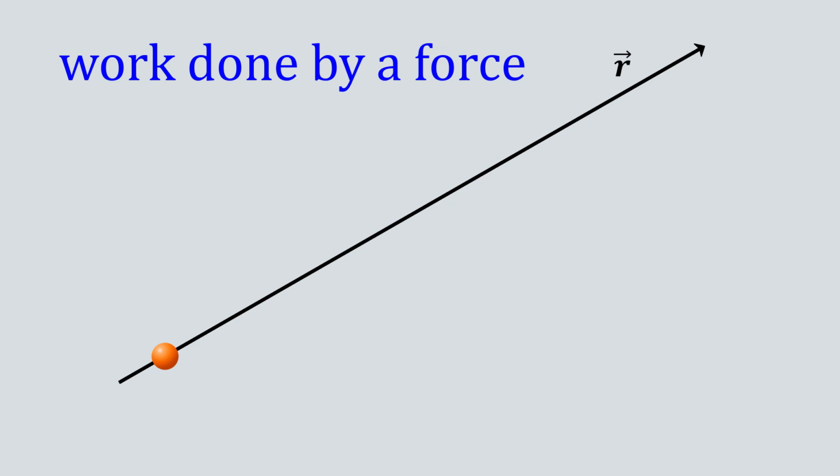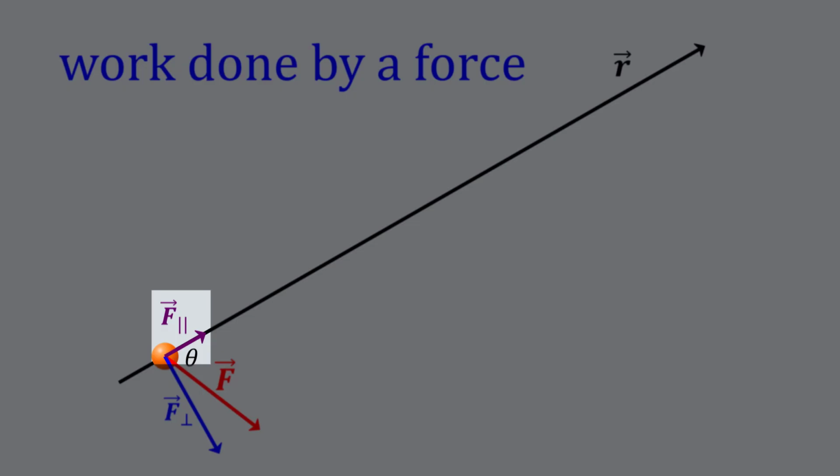Okay, lastly, imagine an orange bead on a wire. I want to move the bead up a wire, so I apply a force indicated by this red vector F. My force vector is making some angle theta with respect to the wire, which is my displacement vector r. My red force vector F breaks down into a parallel component, a component that's parallel to the displacement, which is the wire, and a perpendicular component, the blue vector, which is perpendicular to the displacement, again, which is the wire.